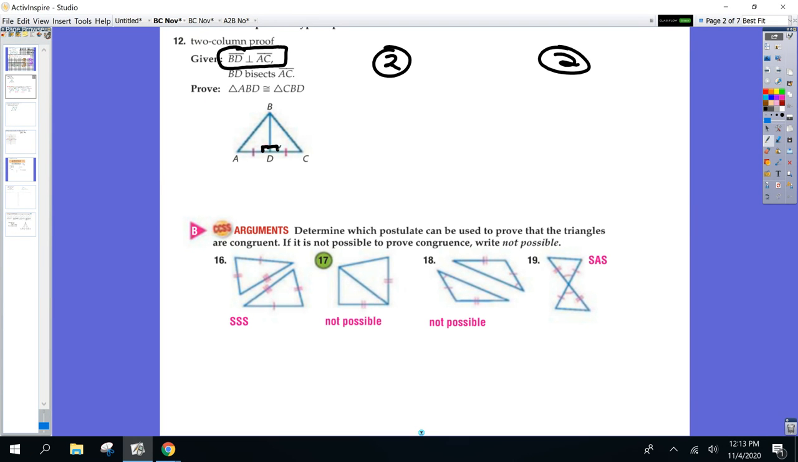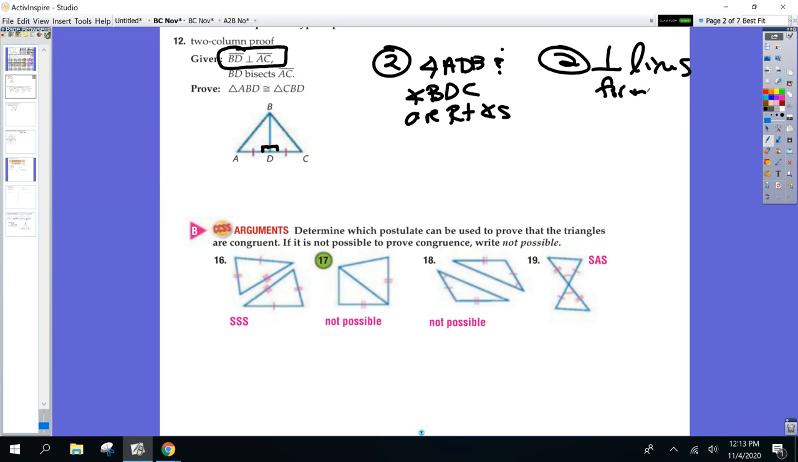You need to write that angle ADB and angle BDC are right angles. But Mr. Carlino, it was in the diagram. I don't grade your diagram. I grade statements and reasons. So it's got to go in there. Perpendicular lines form right angles. All right, and then you could tell me they're congruent.